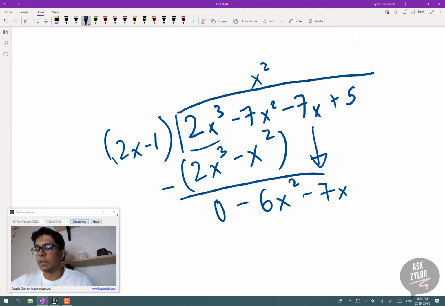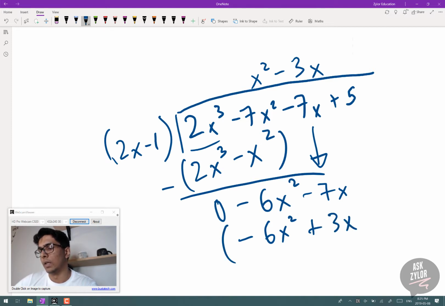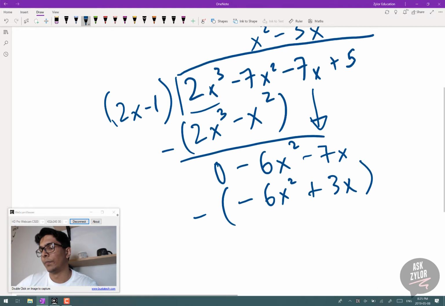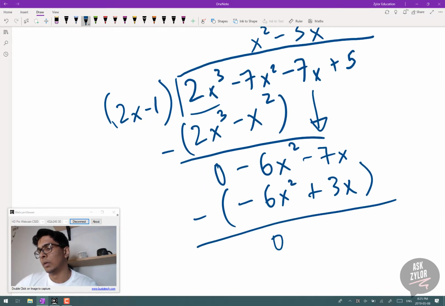So my next step will be to match 2x to negative 6x squared. So I need to multiply it by negative 3x. Negative 3x times 2x will give me negative 6x squared, and then negative 3x times negative 1 will give me plus 3x. Then I'm again going to subtract the two, which gives me 0 minus 10x.